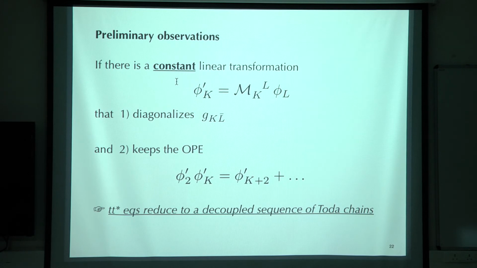Okay, now if you accept this, and I will discuss whether this is viable, then you can show that the tt* equations reduce to a decoupled sequence of Toda chains, of the same Toda chains that we had before. Okay, they become again recursive, and again you give me in its orbit one member, and I compute everything else.